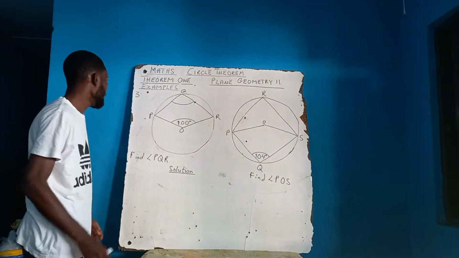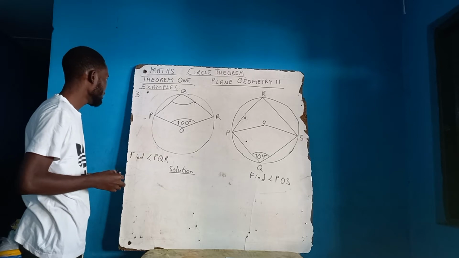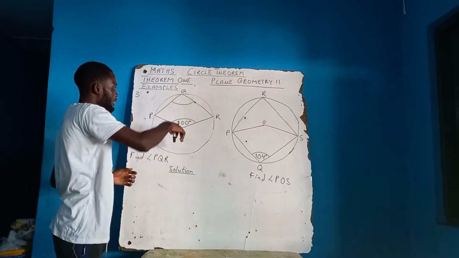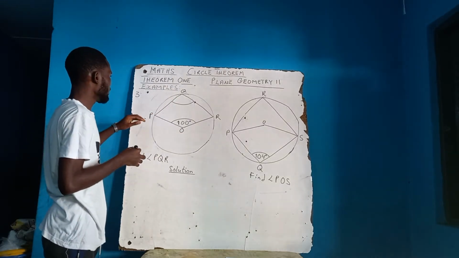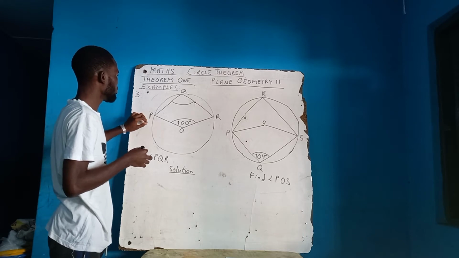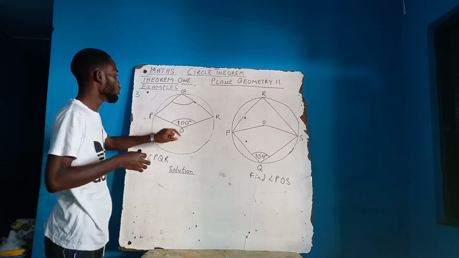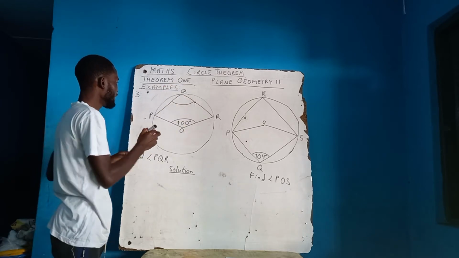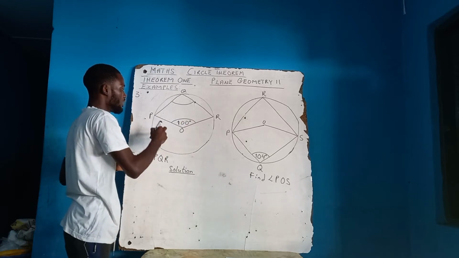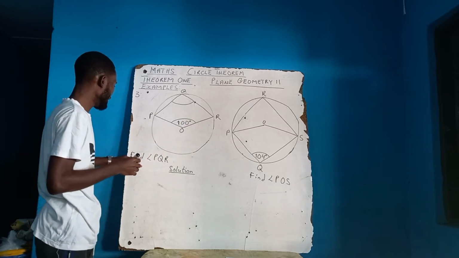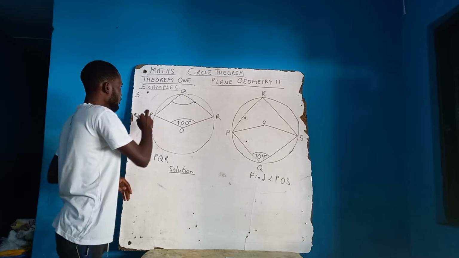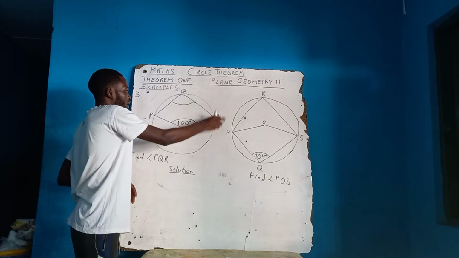In example 3, we have this diagram that is a quadrilateral PQRO, and we have an angle formed at O, and we are tasked with finding angle PQR. So this is angle PQR.